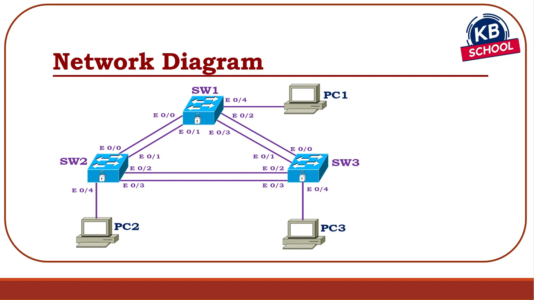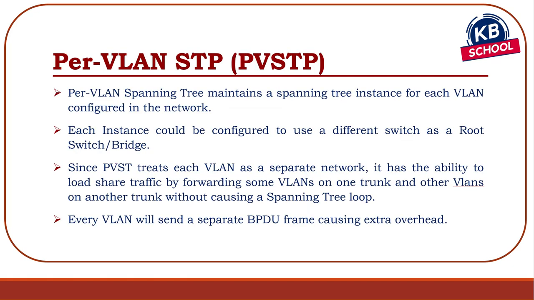Now that's where they decided to come up with another type of STP, which was called Per VLAN STP. As the name suggests, every VLAN would have its own instance of STP. So in my case, where I had 10 VLANs, I would have 10 STP instances. That means I could potentially have 10 devices acting as the root switches. All right, I would have 10 BPDUs sent. For each VLAN, I would have a separate BPDU sent.